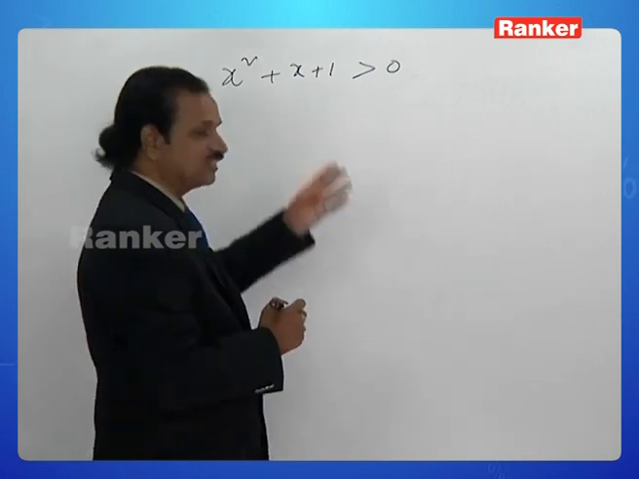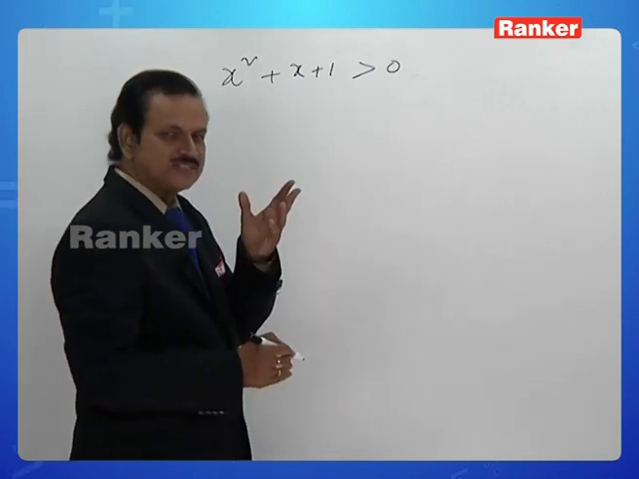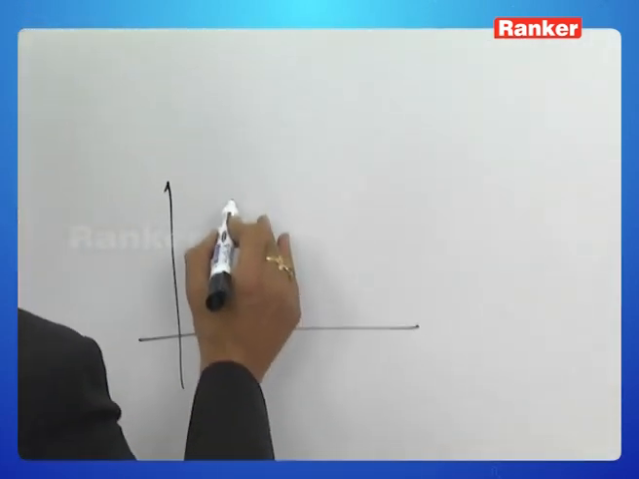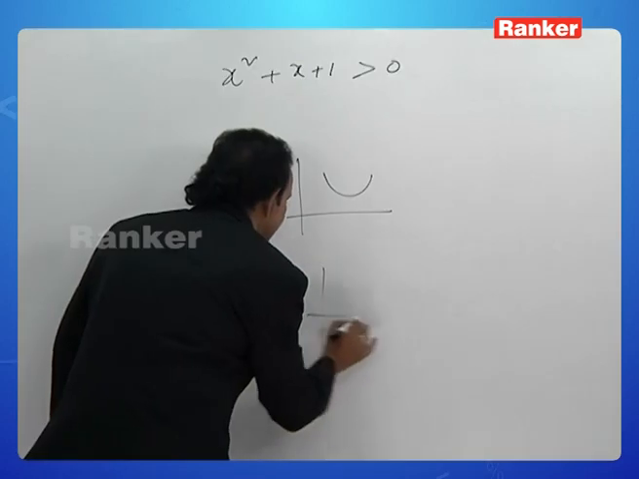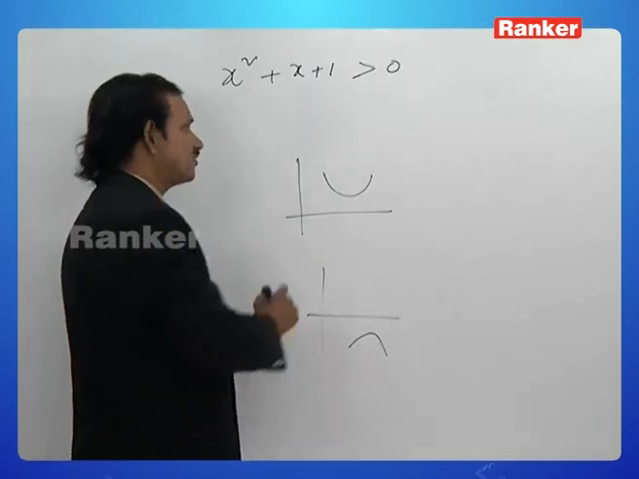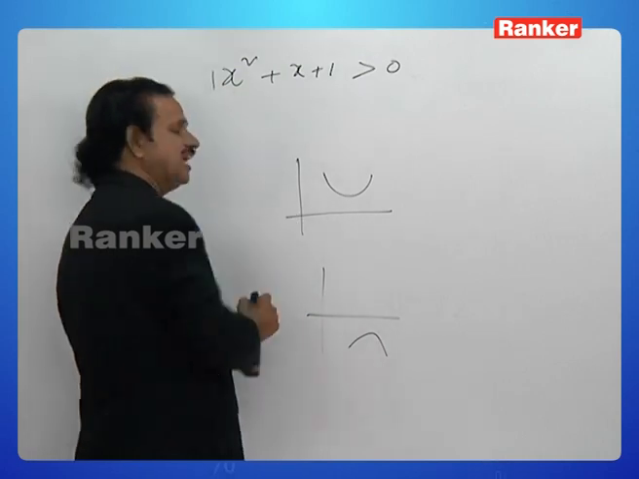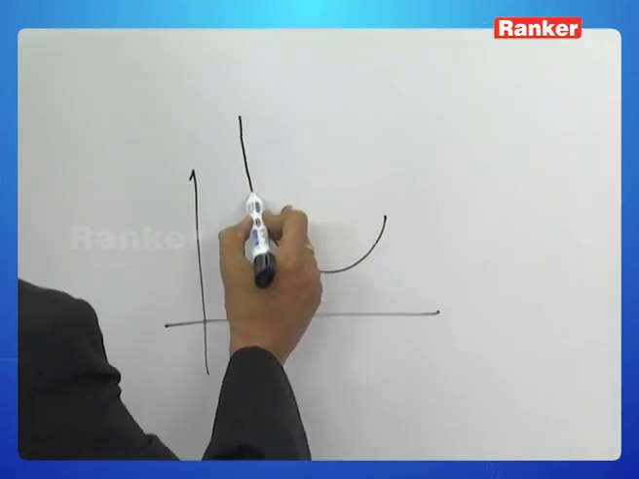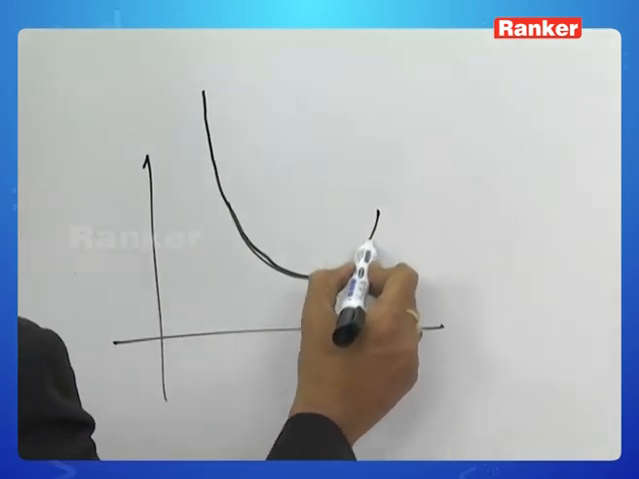So this expression does not possess real roots. Hence only two cases arise, either this case or this case. Can we be in a position to decide? Yes, of course. What is A here? 1. Positive. A is positive. Hence it is an upward opened parabola.